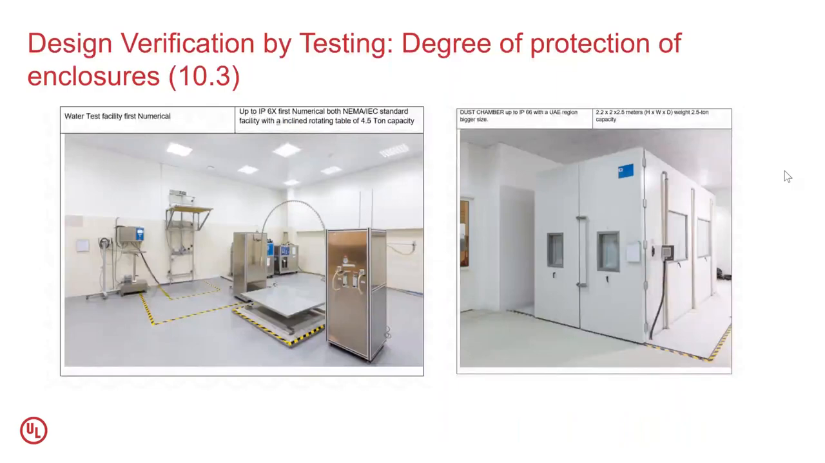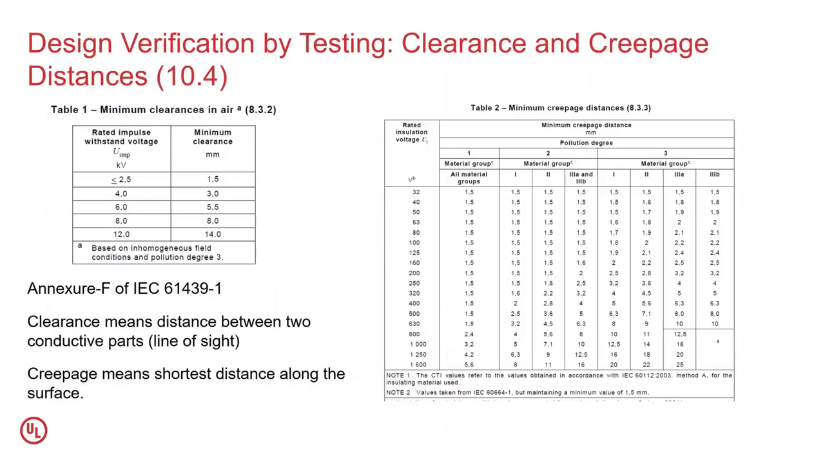These are some pictures. You can see the dust chamber and verification. Next is impulse voltage. Basically, clearance and creepage I already mentioned to you. This is very, very important. How much clearance I need to keep at home depends upon the impulse voltage. Never forget this. Clearance means the distance between two conductive parts, line of sight. Creepage means the shortest distance along the surface. We will explain in further pictures, don't worry.